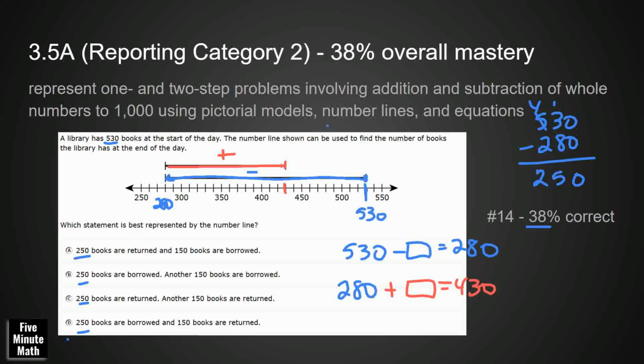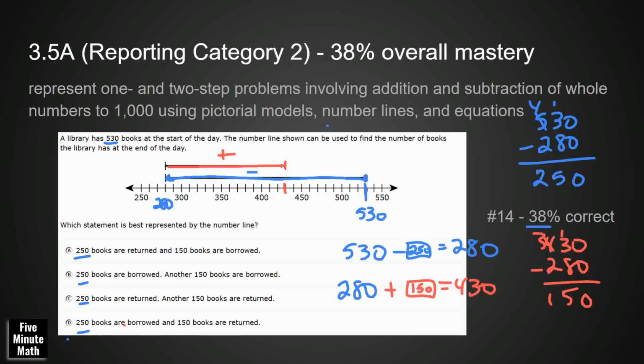Let's subtract again to figure out what that is. 430 minus 280. That's going to be 150. All right, so what I ended up doing was I added 150 after I subtracted 250. So we had to use this representation to kind of interpret what's going on. Then, if we do all of that work, now I've got to map that to either the word borrow or return. So if we don't have familiarity with what happens in a library, that's going to be difficult.